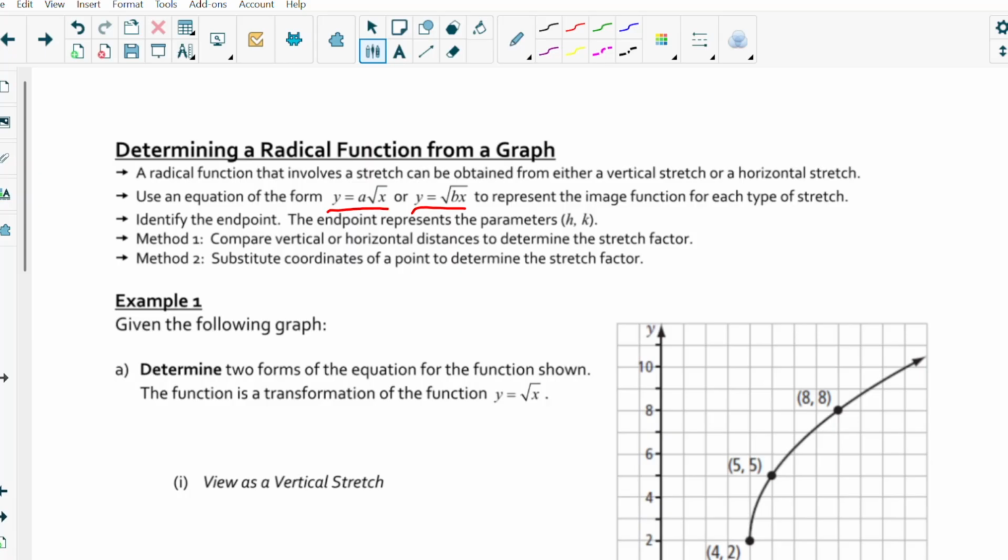Identify the endpoint. The endpoint represents the parameters h, k, because if you remember where the endpoint starts, that's a good reference point to see what kind of stretch is applied. Method 1, compare vertical or horizontal distances to determine the stretch factor. This is graphically, so you're going to look. And method 2, substitute coordinates of a point to determine the stretch factor. This is algebraically.